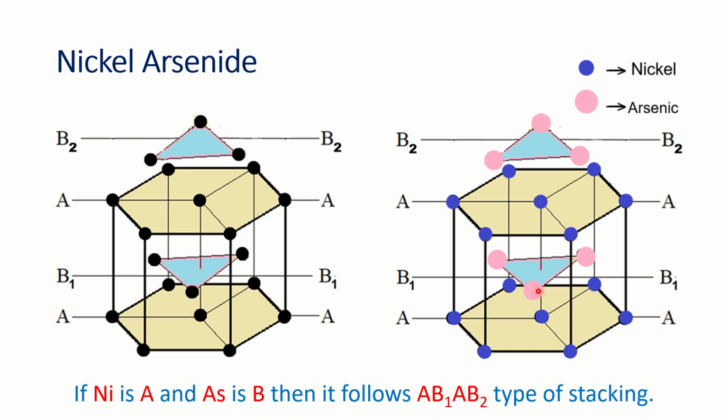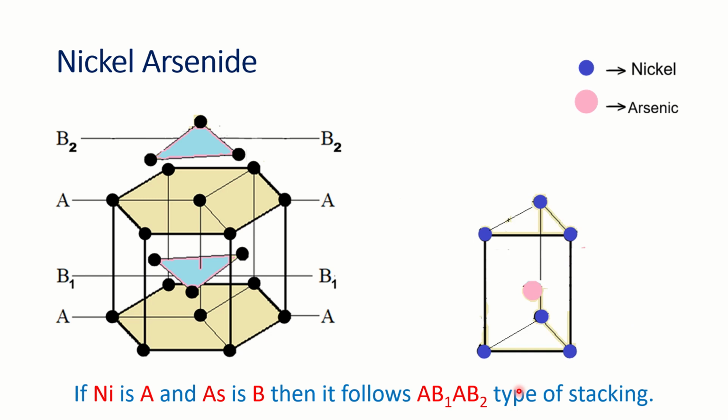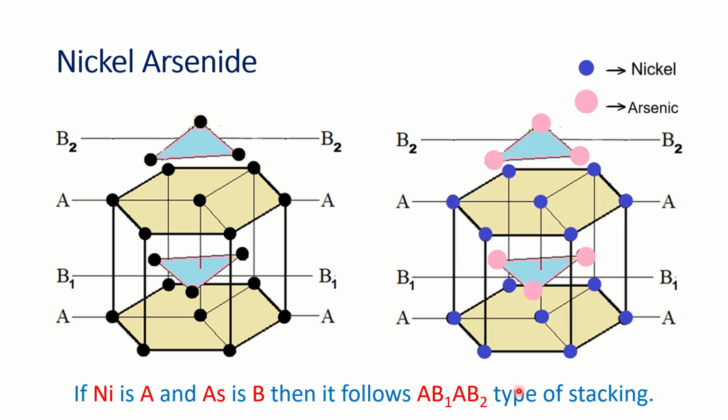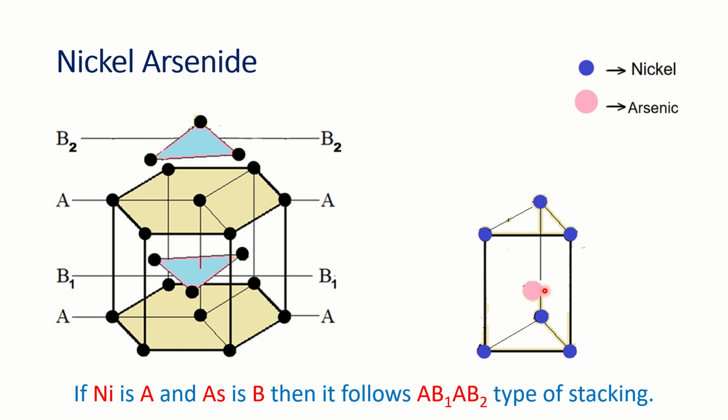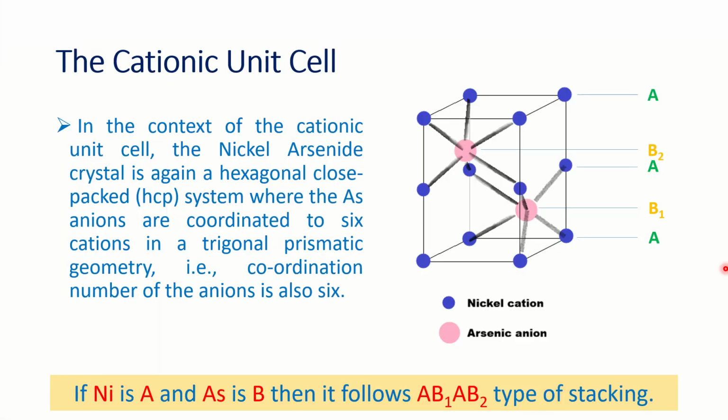Now come back to the main picture. If this is the central arsenide, then we have to keep these nickel cations, and they are making a trigonal prism. And within the body center of this trigonal prism, arsenic is present in the central position. Just remove all the other remaining unnecessary lattice points. If this is the picture, remove them. So trigonal prism. So we have got the two different types of structures.